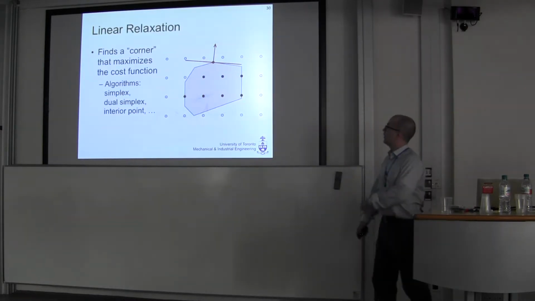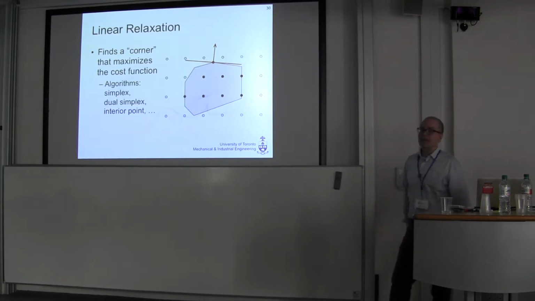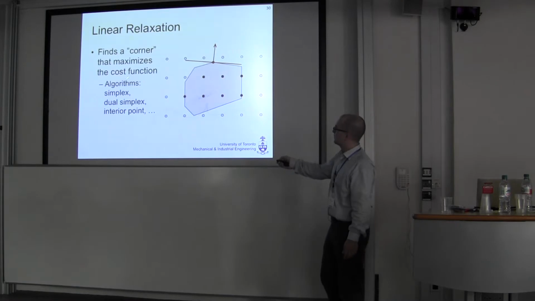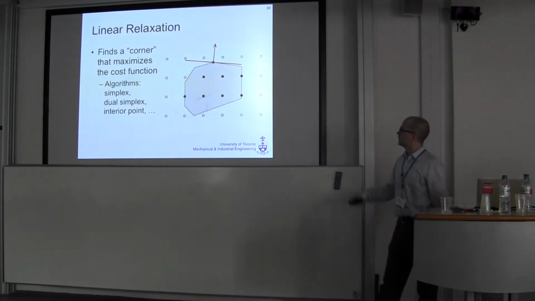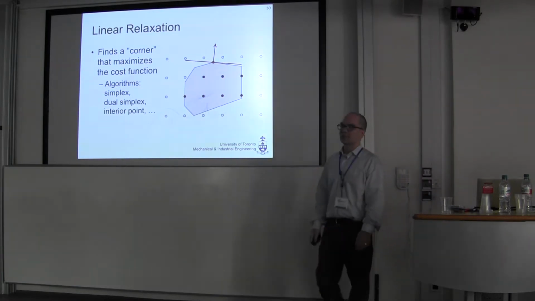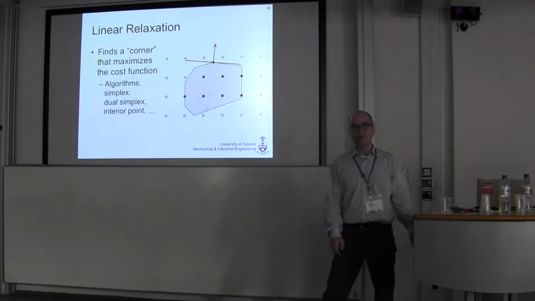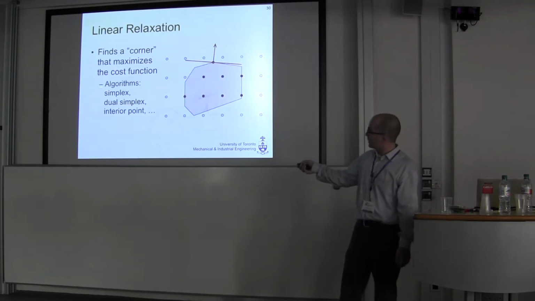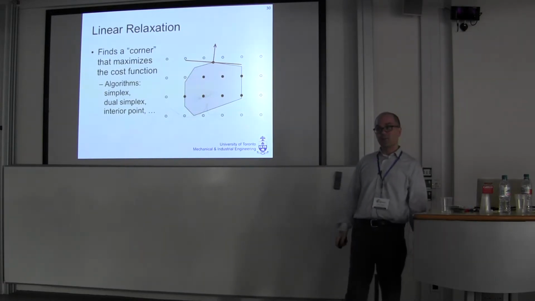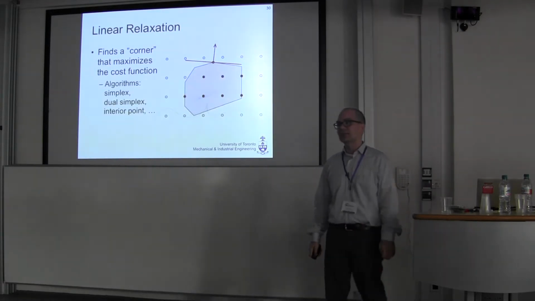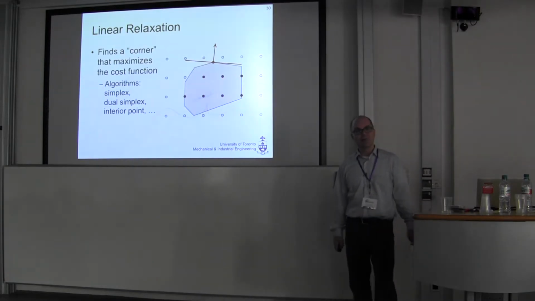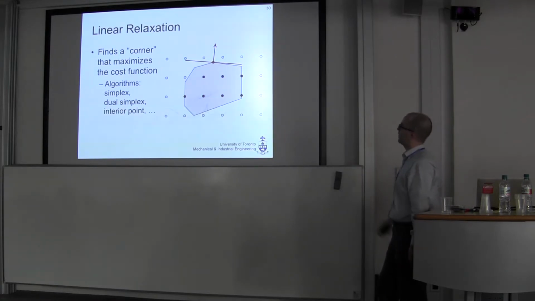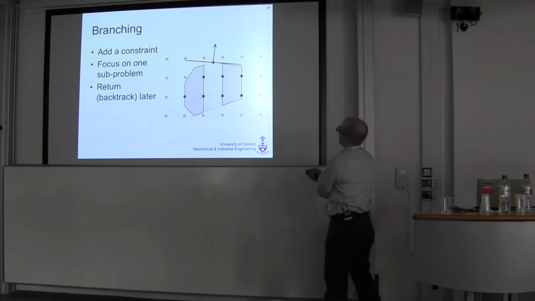So we find a corner that maximizes the cost function using a polynomial time algorithm. Simplex is not actually polynomial time. The underlying problem is polynomial, but we're actually running an algorithm in most cases that is not polynomial, because in practice it's much faster than many of the other polynomial time algorithms that are used. In any case, this is a polynomial time problem to solve.